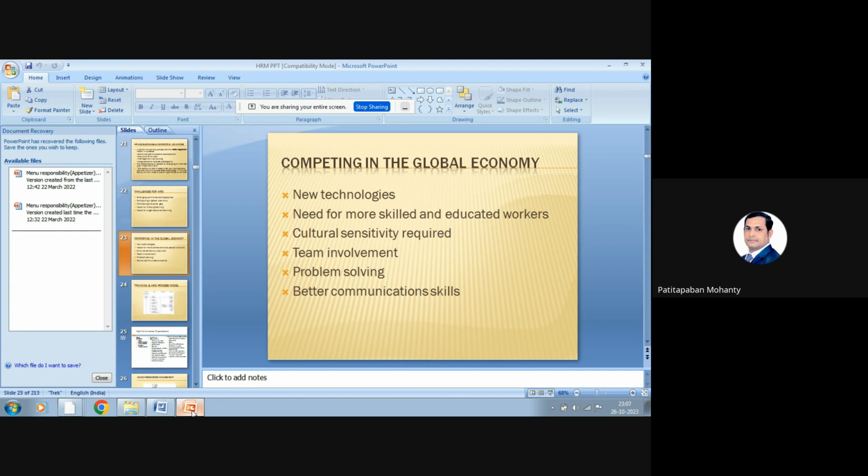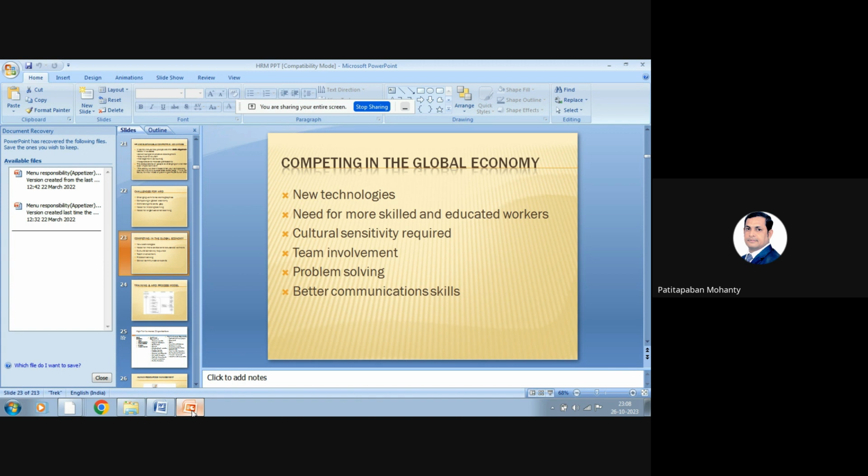So that's new technology. The first point is new technologies. When you think of competing in the global economy, new technology is more important. Nowadays, as you already know, artificial intelligence, AI, metaverse, 5G, IoT, Internet of Things, big data, these are the new technologies. With the help of that new technology, organizations and companies have reshaped their processes, and it is contributing to the global economy. It is increasing the global GDP also.